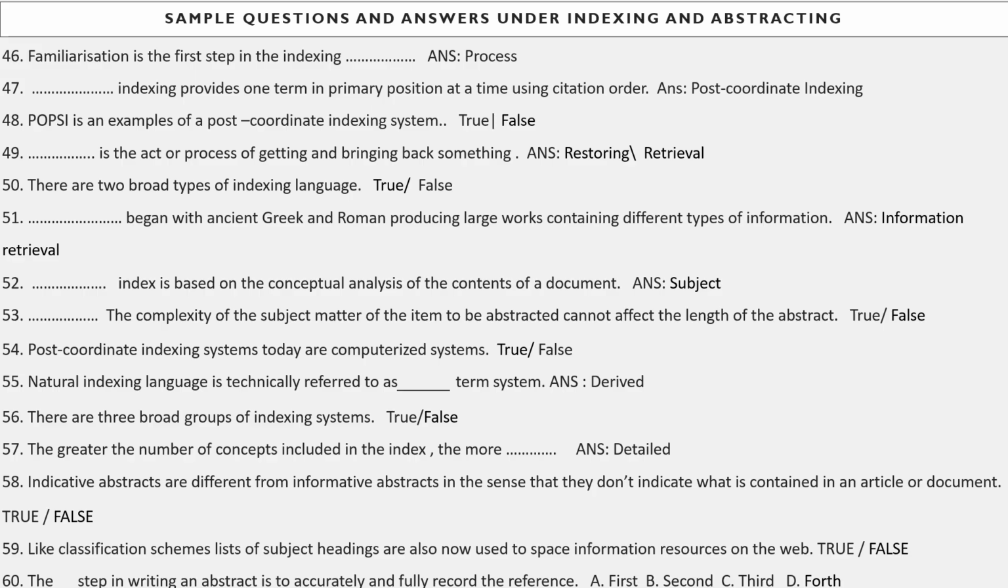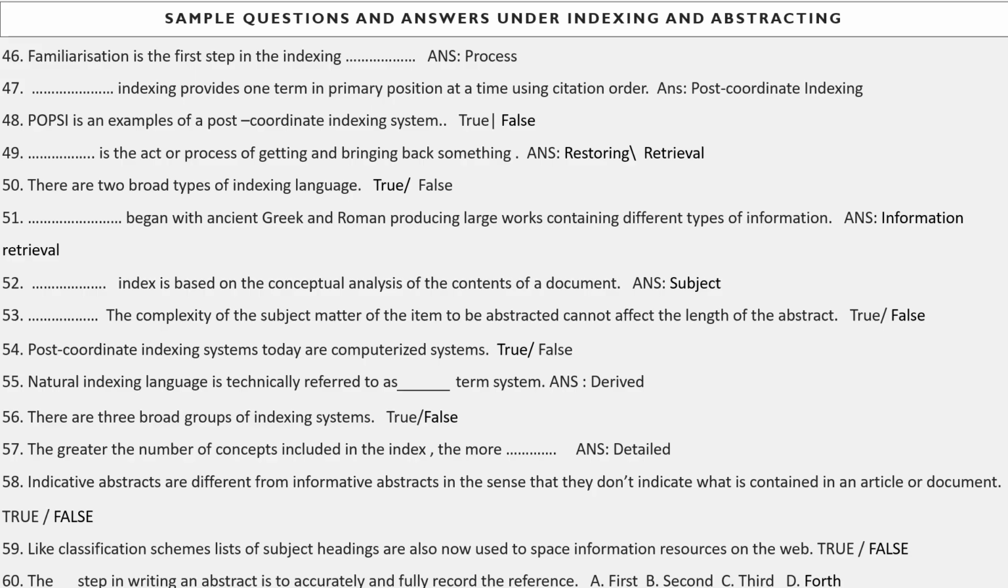Question number 53. The answer is false, because the complexity of a document's subject matter does affect the length of the abstract. So more complex topics usually require longer abstracts to cover the key points clearly. Question number 54.